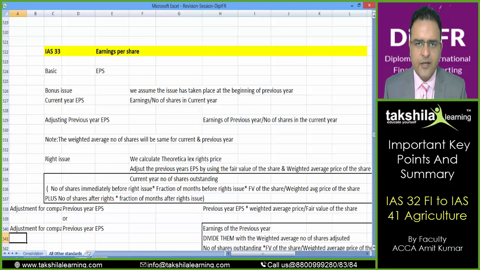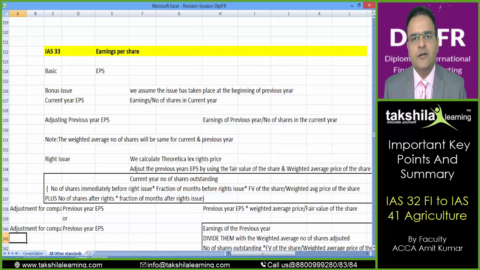So we present basic EPS, and basic EPS is calculated on the basis of the earnings of the year, and we divide it by the weighted average number of shares outstanding during the year. Weighted average number of shares outstanding means that if there were 100,000 shares in issue at the beginning of the year, and there were 20,000 shares issued in March or July, and there was a buyback of shares in October, what is the total number of shares outstanding during the year? There were 100,000 at the beginning of the year, we issued 20,000, they reached 120,000, there was a buyback of 30,000, that means for 3 months there were 90,000 shares. So the weighted average number of shares is used as a denominator to calculate the basic EPS.